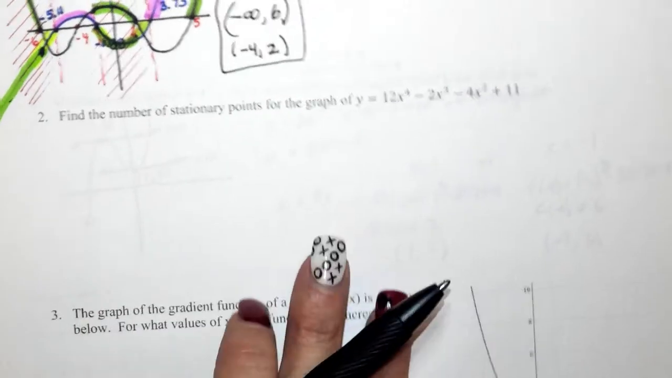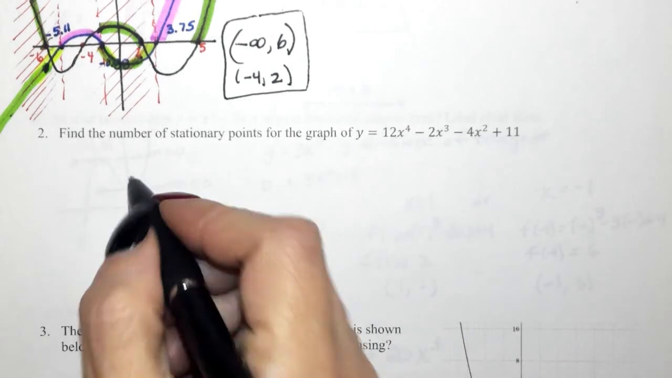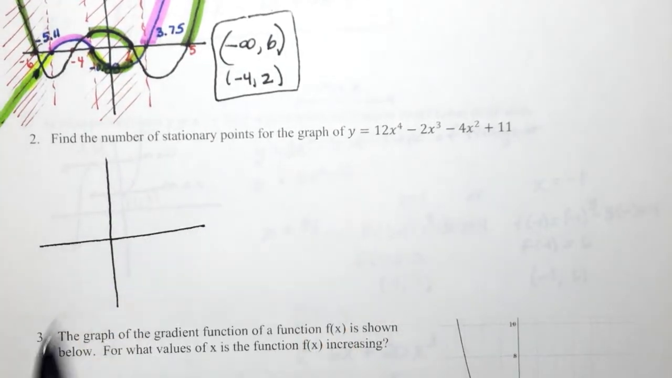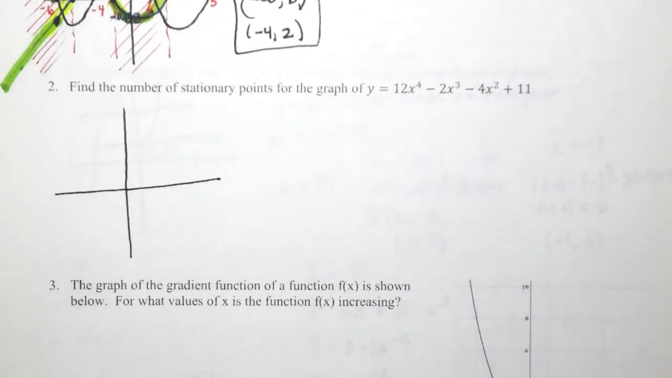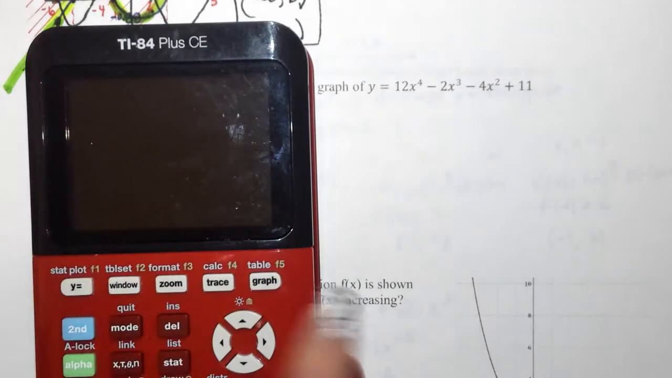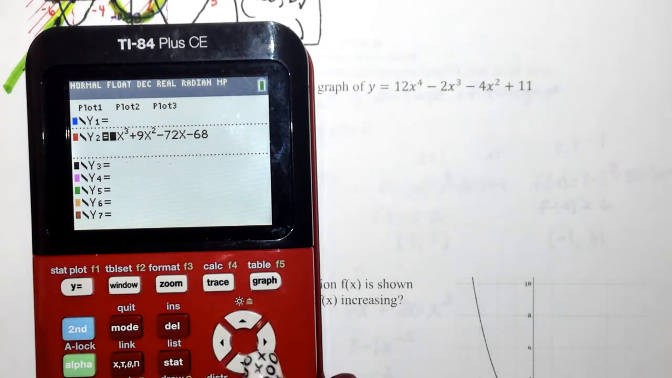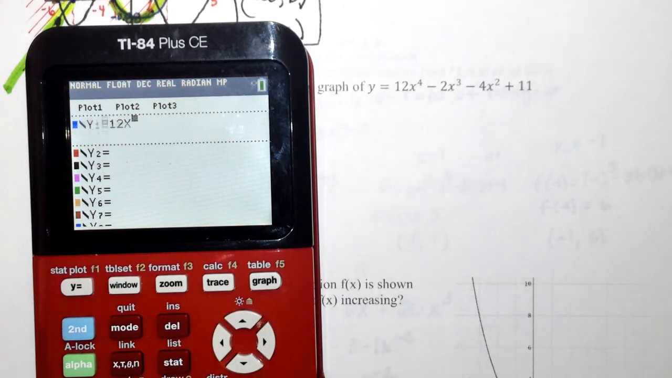Okay, find the number of stationary points for the graph of this. So let's see if we can just graph it. So we're going to go here. Remember, to find the stationary points, the easiest way, because sometimes when you graph it, you can't see them. And I bet on this one, because typically that's what I do when I pick these. I pick the ones that are hard to see so that you can't just graph it.